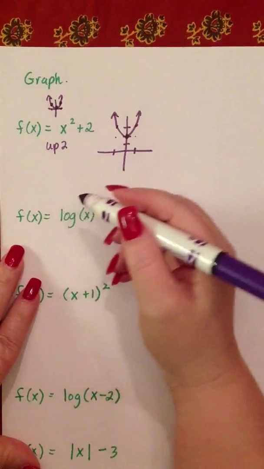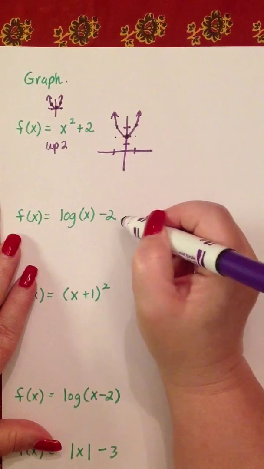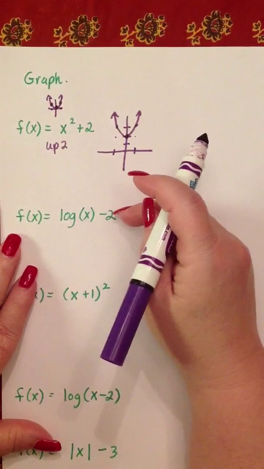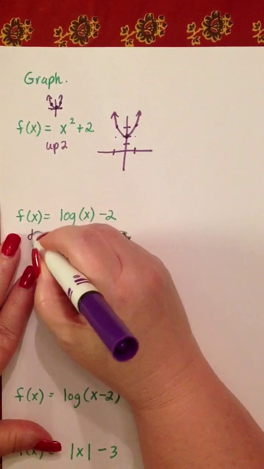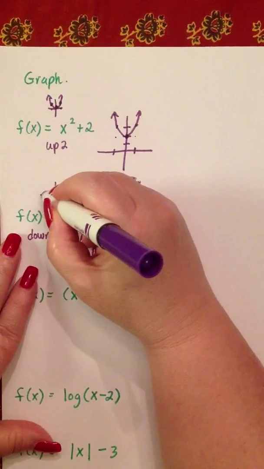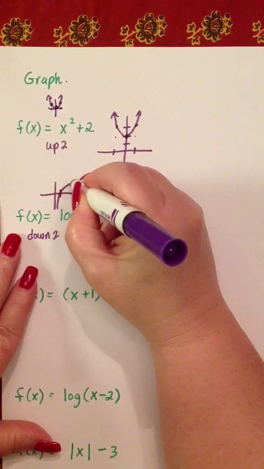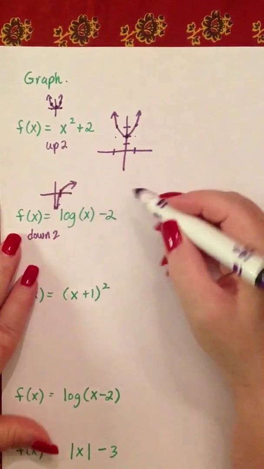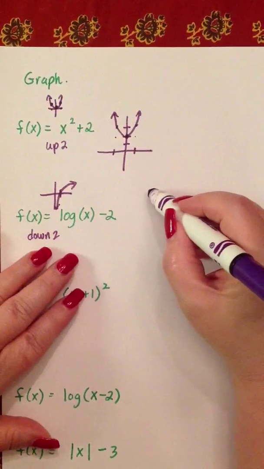Alright, let's look at our next one. This is the log function. It says f of x is equal to the log of x minus 2. Because the negative 2 is not in the parentheses, this is also a vertical shift, and I go down 2. Remembering that the log function, we typically only plot one point for the log function, which is 1, 0. Okay? That's what the parent function looks like, but I need to shift it down 2.